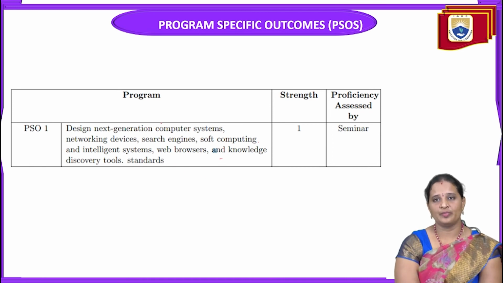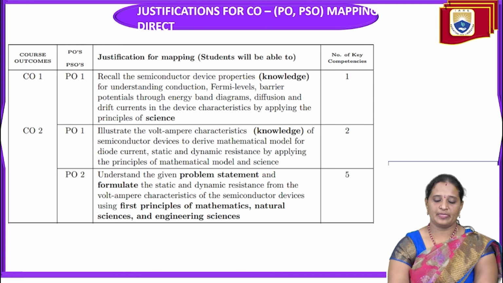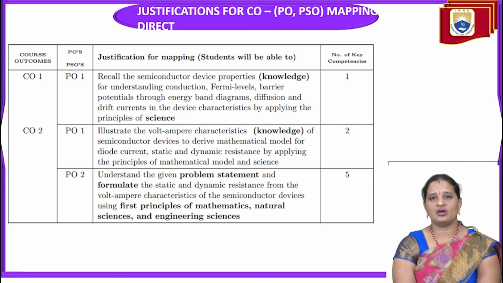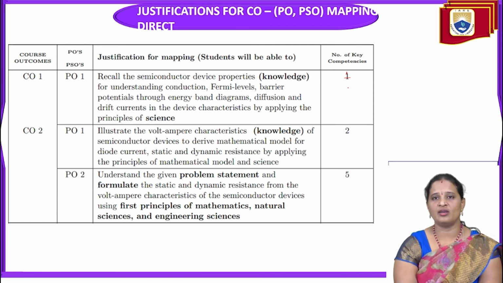This is mapped to the course Analog and Digital Electronics, and the strength given is 1, and the proficiency is assessed by seminars. And how the various levels or key attributes are mapped, how many attributes are mapped for every CO with the PO. So CO1 is mapped to only PO1, and it is mapped with only one key attribute of PO1, and hence the number of competencies given to CO1 is 1.